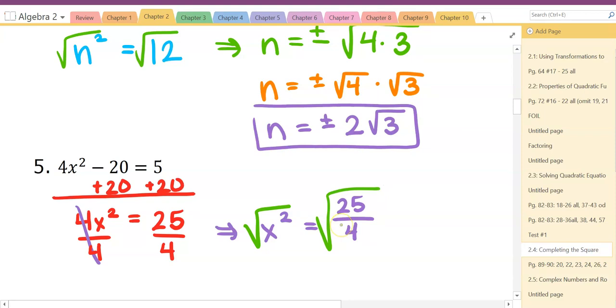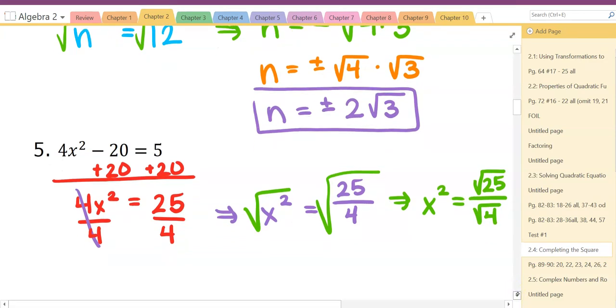Just like we did with multiplying, like when I was taking that 12 in the last problem and I broke it down to 4 times 3. And then I separated it, so it was the square root of 4 times the square root of 3. I can separate a division problem too. So I can say x squared equals the square root of 25 over the square root of 4. I can break it apart.